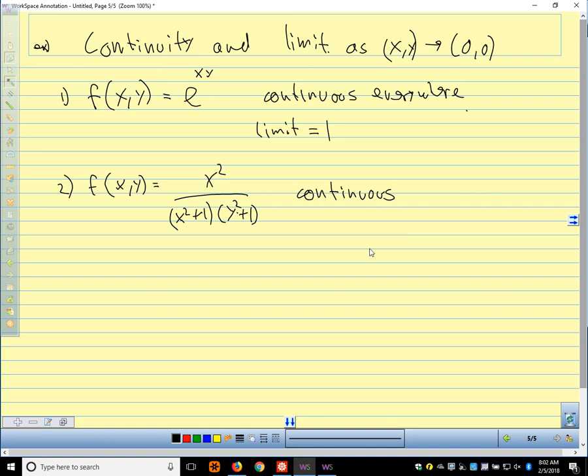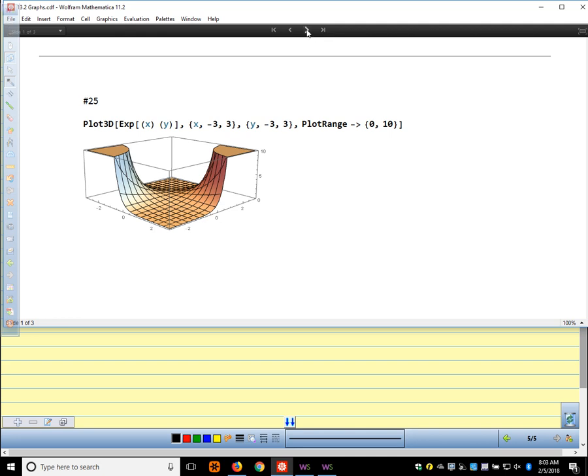And our limit as xy approaches 0, 0. Is it not continuous everywhere? Yeah, it's continuous everywhere. I just wrote continuous. Continuous means continuous everywhere. All right, let's take a look at that one. This one, not off the top of my head, I'm not sure.